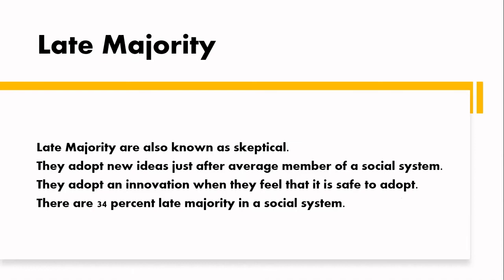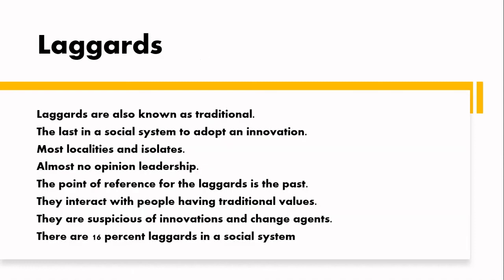The late majority are known as skeptics. They adopt a new idea just after the average members of the social system. Normally, 2-3 years after a technology is introduced, these are the people who adopt it. Maybe older people adopt innovations because they feel it is safe. The late majority take this adoption decision for safety. They think, we must go with this technology, otherwise we will be left out of the system. So they adopt. A safe-to-adopt approach is their way.